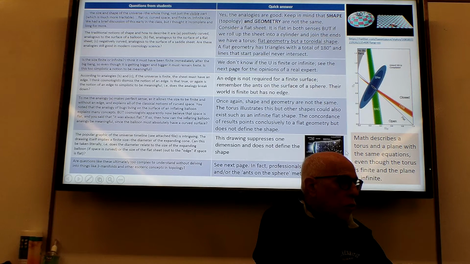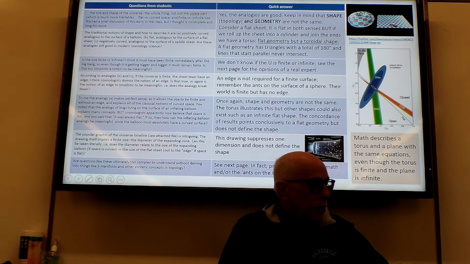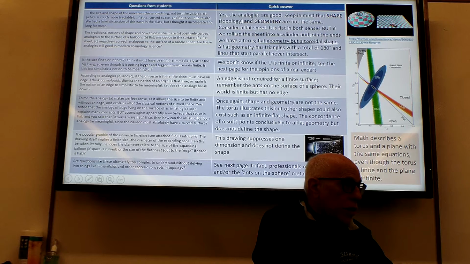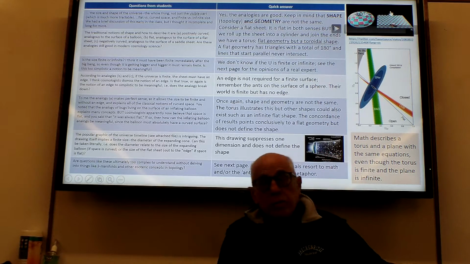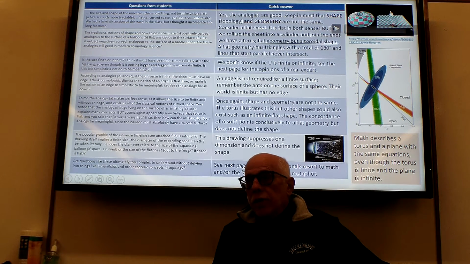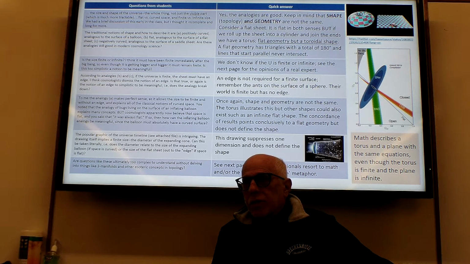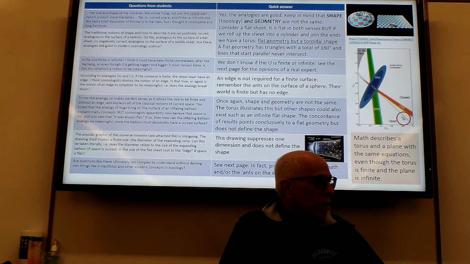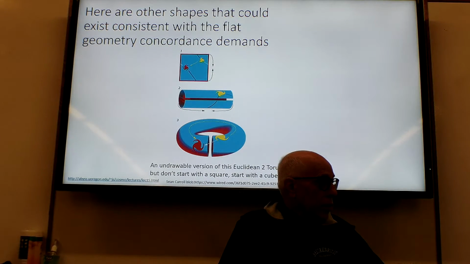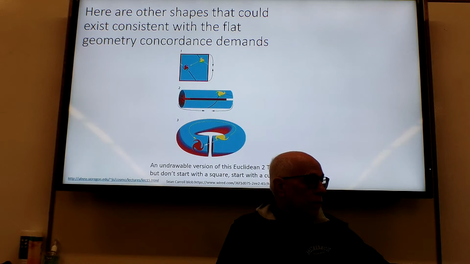We'll see this little pop-up. Math describes a torus and a plane with the same equations. Even though the torus has a finite surface area, and this plane, both have the same geometry, but the plane is infinite in extent mathematically, and the torus is not. This is mind-bending stuff.